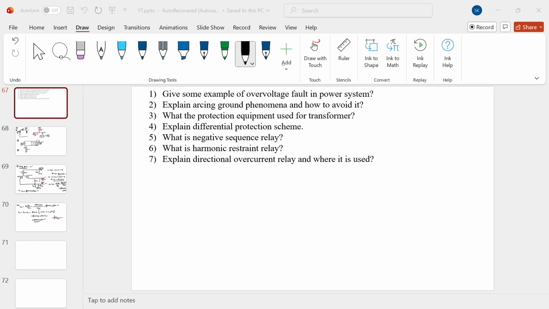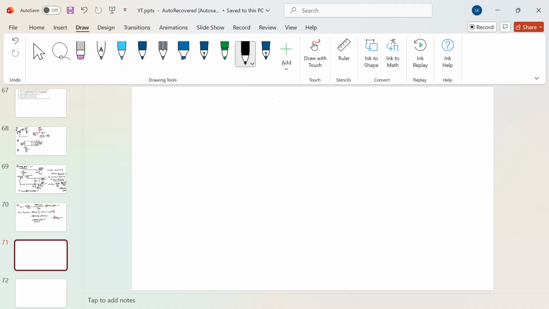Hello everyone. So let's come to the next discussions. In the previous video, we were discussing the arcing ground phenomena. Now we will discuss how to avoid this particular phenomena. To avoid this arcing ground phenomena, as I mentioned in the previous video, we basically use the Peterson coil.